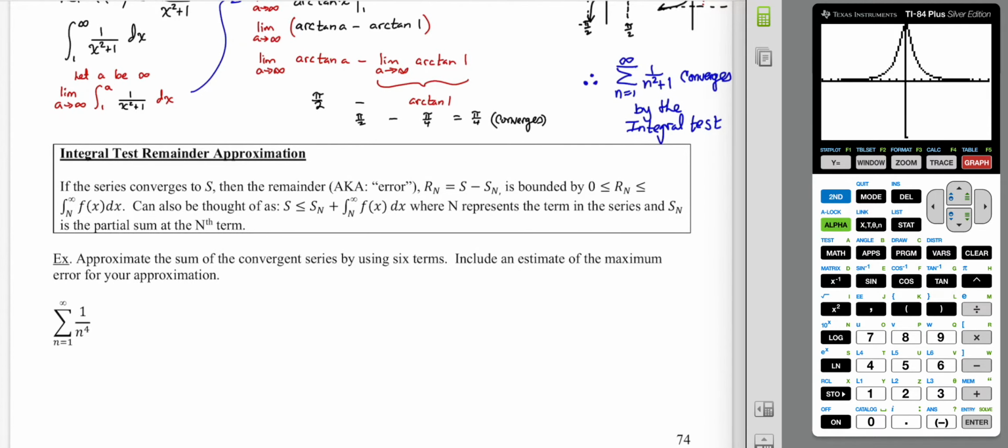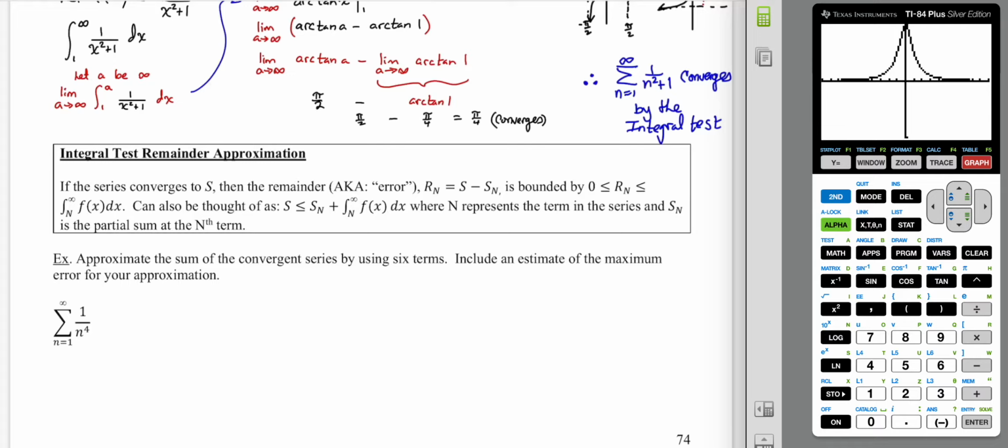All right, integral test remainder approximation. If the series converges to S, so S is some sum, then the remainder, also known as the error, R sub n, is equal to S minus S sub n, and it's bounded by that. A little formatting error, right? But that remainder is going to be between 0 and that integral, all right? So S is equal to that S sub n.